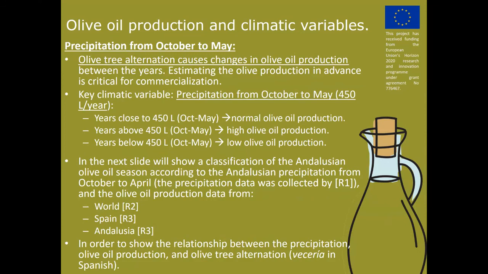However, in the years in which the precipitation exceeds 450 liters, we can expect a high olive oil production. In the years in which the precipitation is below this, we are expecting a low olive oil production.